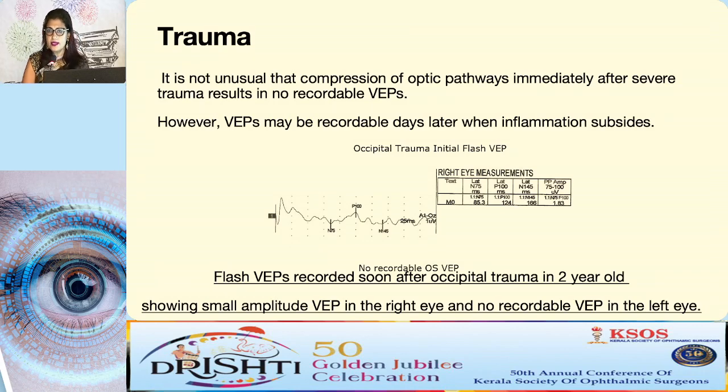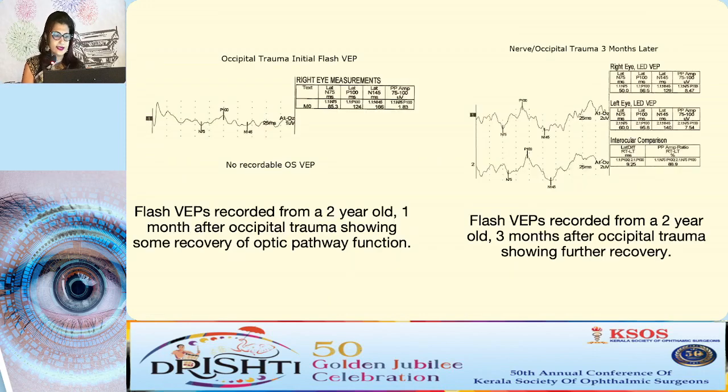So when you're doing it immediately after trauma, it should be interpreted with a pinch of salt, and you should repeat the VEP. Do not write off the optic nerve without repeating the VEP maybe a month later, because once the inflammation subsides, some amount of optic nerve function may come back. So even if the VEP is unrecordable, we can go ahead and repeat it later.